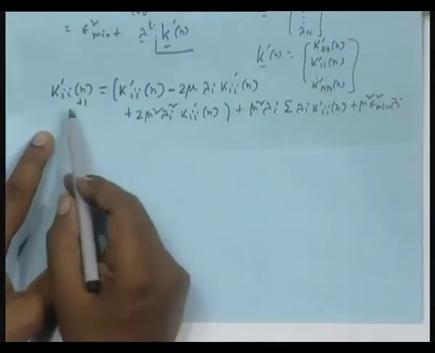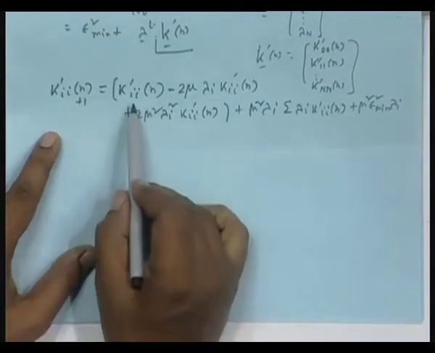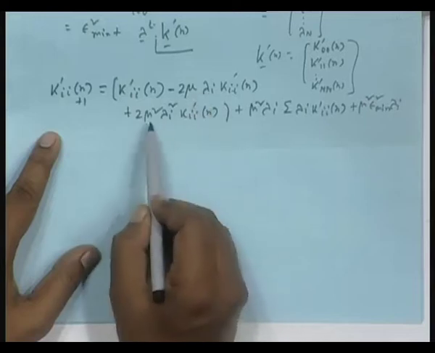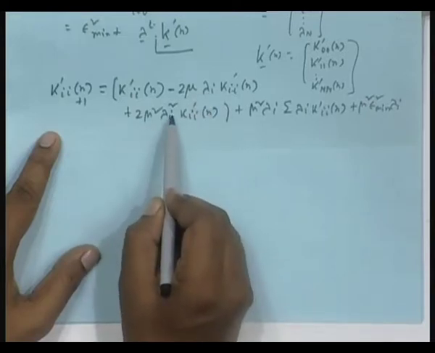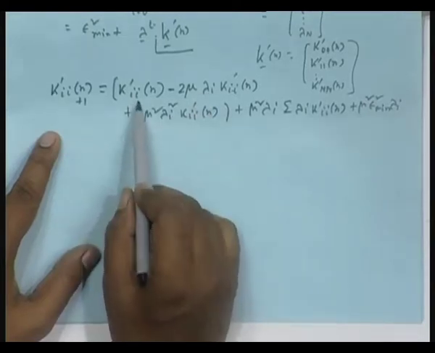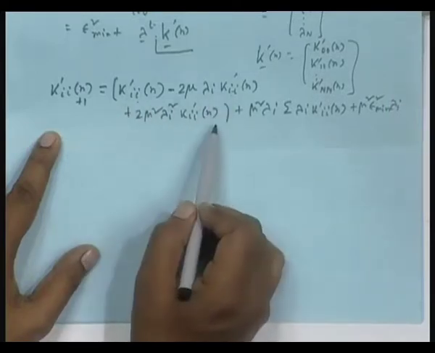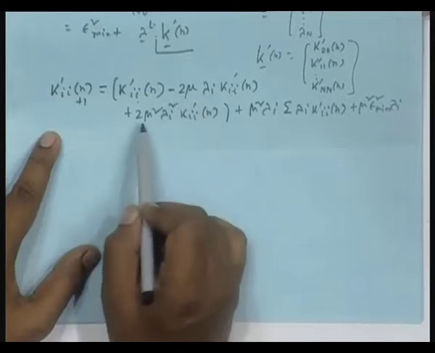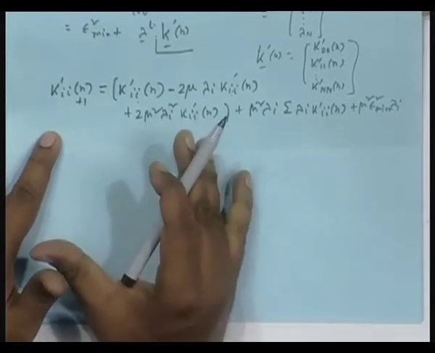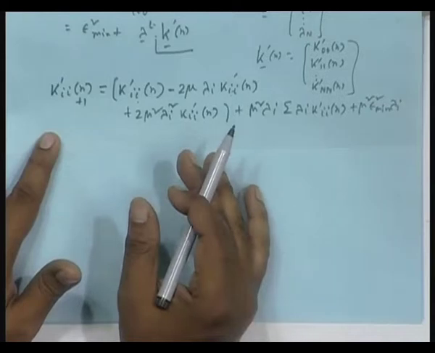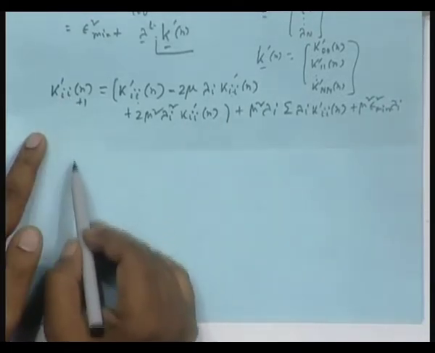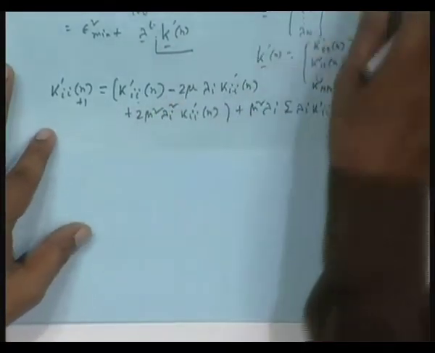So, now you can take K I prime n common. So, you get 1 minus 2 mu lambda I plus 2 mu square lambda I square, is not it? This you can take common, K I prime n. So, 1 minus 2 mu lambda I plus 2 mu square lambda I square, this is a kind of constant, you can call it rho. So, now I am putting them in a vector form. So, what dynamics comes up, I will write that and call off today.